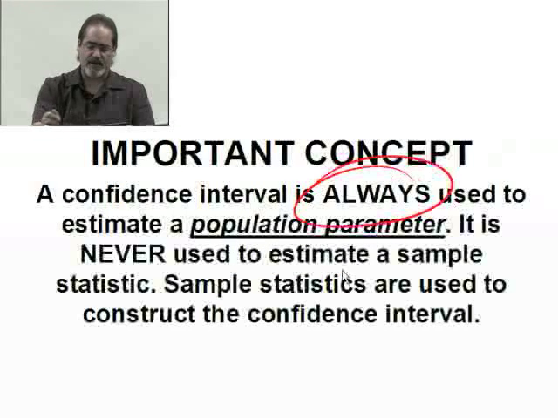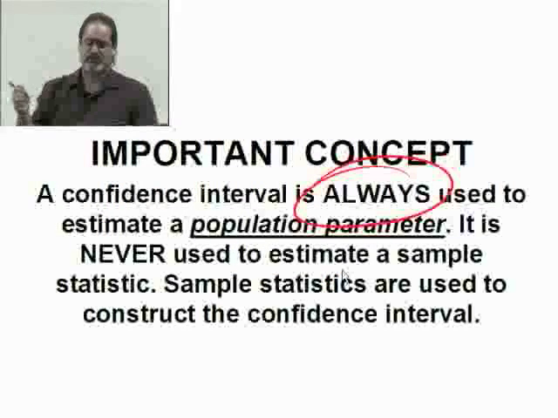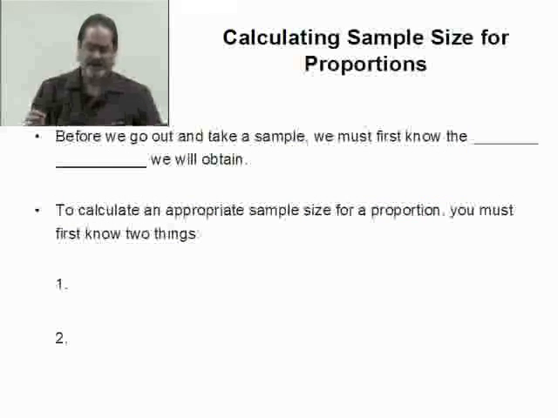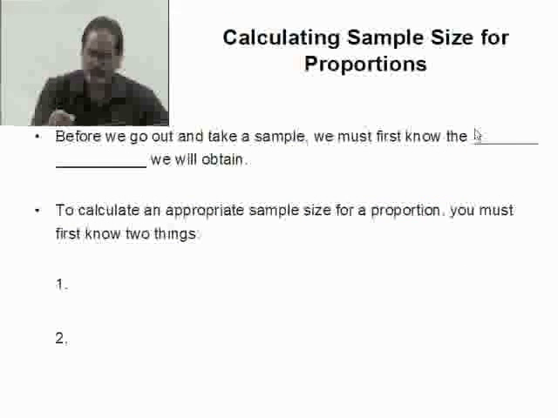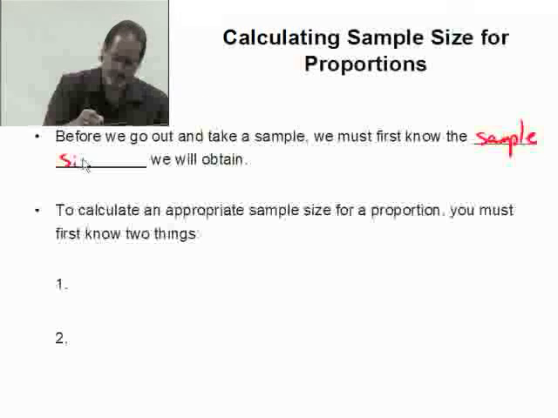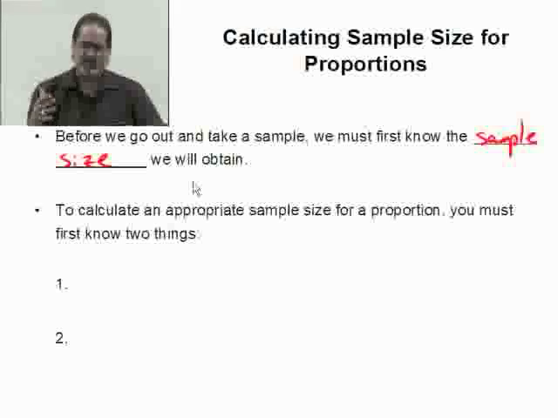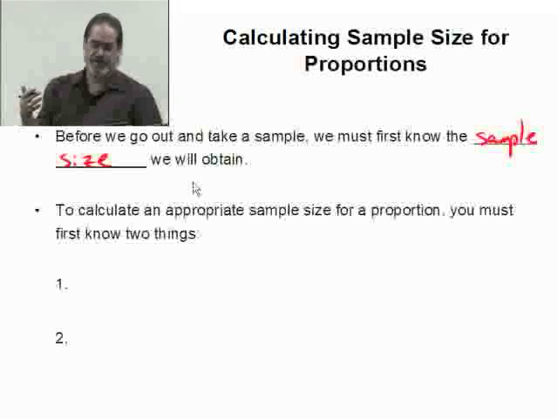Okay, I want to emphasize once again that confidence intervals are always about population parameters. We use our sample statistics to estimate population parameters. We use our sample statistics to construct a confidence interval, which is used to estimate a population parameter. Now, before we go out and take a sample, we must first know what the sample size will be. We need to know what size of sample we're going to obtain.